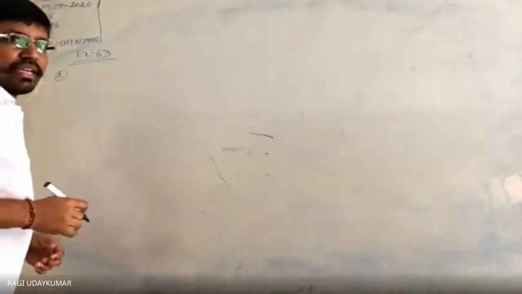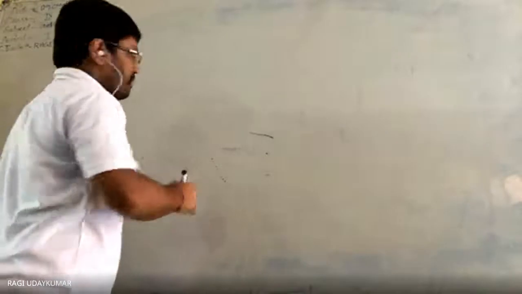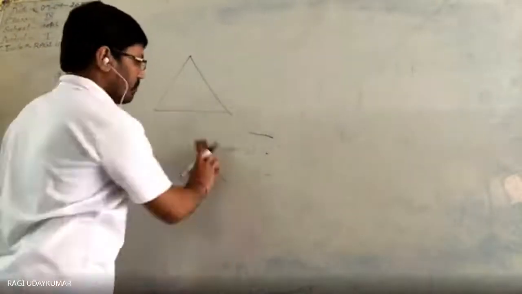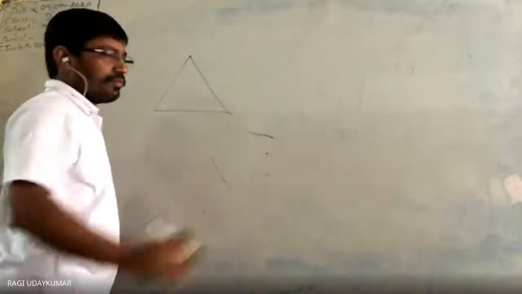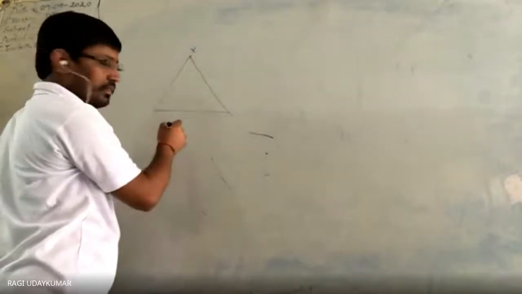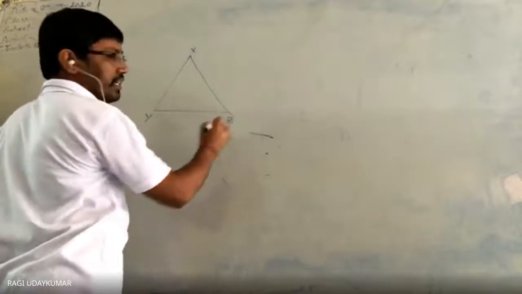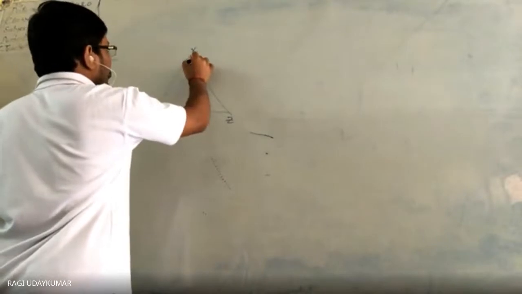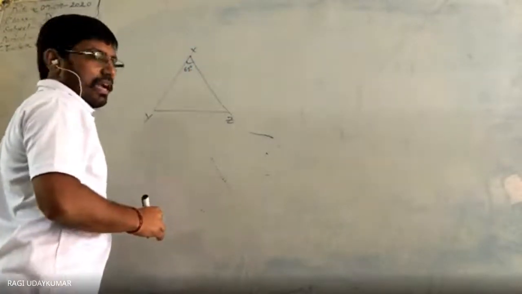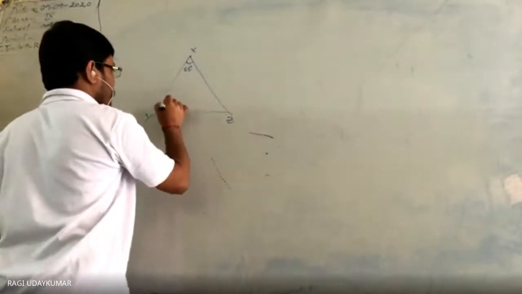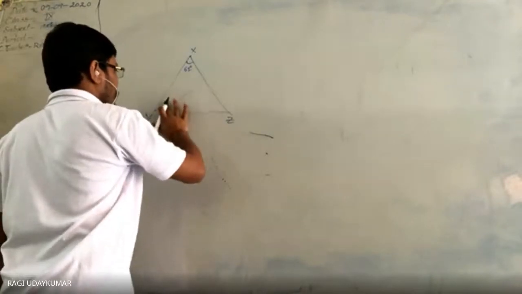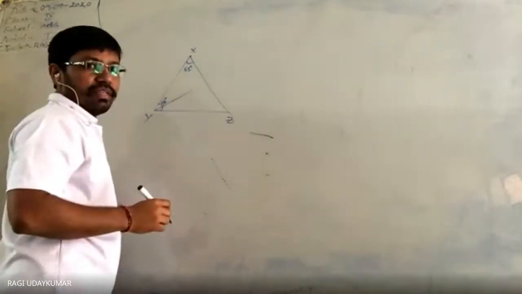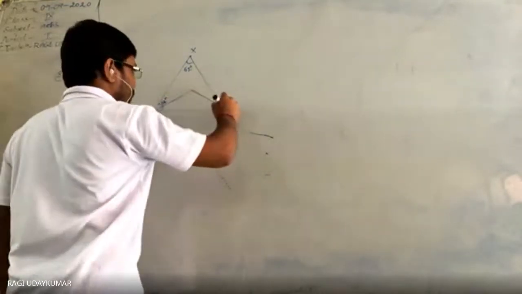Second one, here it is given the figure XYZ is a triangle. X, Y, Z. Angle X is 62 degrees, and here it is 54 degrees, and this is the bisector. So let us write 54 degrees properly. This is the bisector of the angle Y, and this is the bisector of the angle Z.